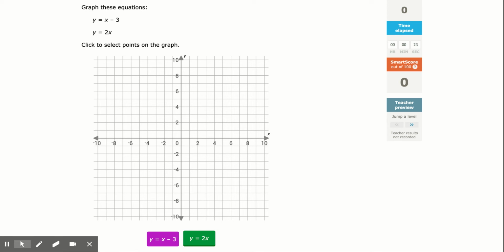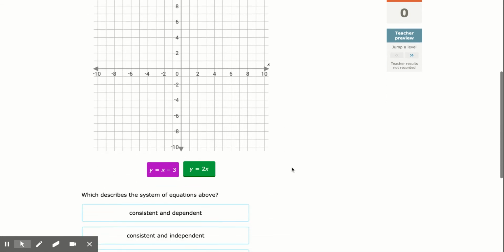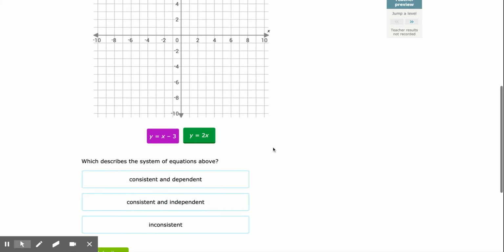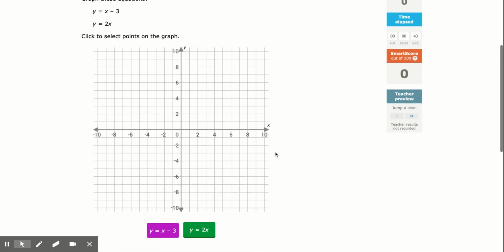Good evening. Today's lesson is going to be about systems of equations and classifying them, whether they're what's called dependent versus independent, or what's called consistent versus inconsistent. Right down here: consistent, dependent; consistent, independent; and inconsistent. And we'll talk about these very in depth in just a second. The easiest way to visually see which they are is to graph them.